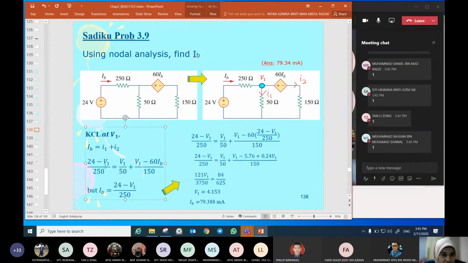Okay, now we have V1 and we have IB here. We should substitute IB in terms of V1, so that you can solve your equation. We know that IB is this, 24 minus V1 over 250. Now we substitute IB with this, and then expand, and finally you get V1 is equal to this. And substitute V1 in this term and you will get IB. Any question?